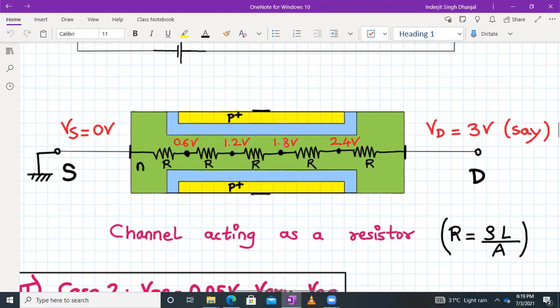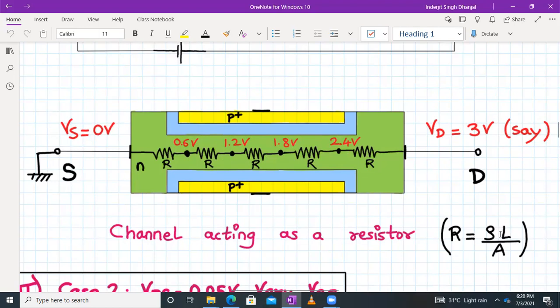So let's say you have these 5 resistors, and you have applied 3 volt. This 3 volt is dropped across the channel in this form. Let's say all the resistors are the same. According to the voltage division rule, at the drain it will be 3, little bit away from the drain it's 2.4, then it's 1.8, 1.2, and near the source it will become 0.6, and at the source terminal it will become 0.